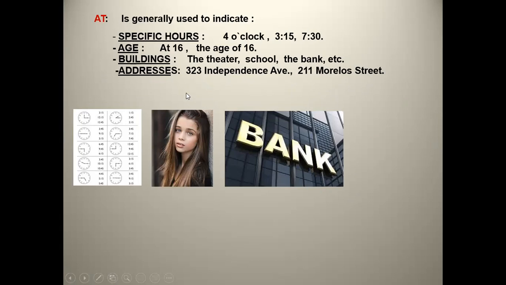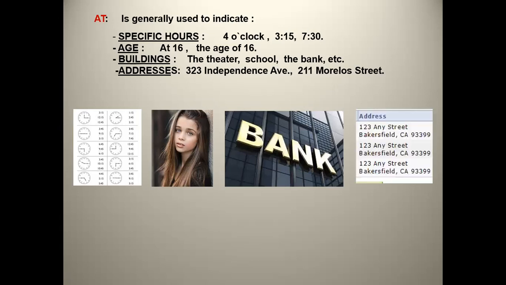We say I live at 323 Independence Avenue, or I live at 211 Morelos Street. Addresses, okay? We use the preposition at with addresses, okay? We have some addresses like right here, 123 80th Street, Bakersfield, California, and so on.